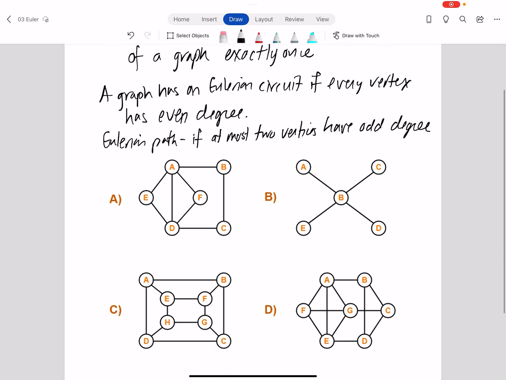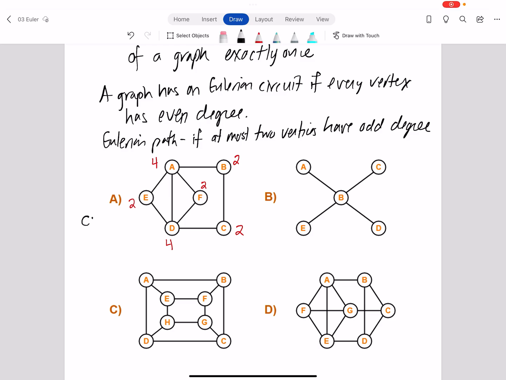So here are four graphs, and we want to determine which of these have Eulerian circuits, which have Eulerian paths, and which have neither. And the way we do that is we just look at the degree of every vertex. So if we start with graph A, then we look at the degree of each vertex. So vertex A has degree 4, vertex B has degree 2, vertex C has degree 2, vertex D has degree 4, E has degree 2, and F has degree 2. So that tells us it has an Eulerian circuit.